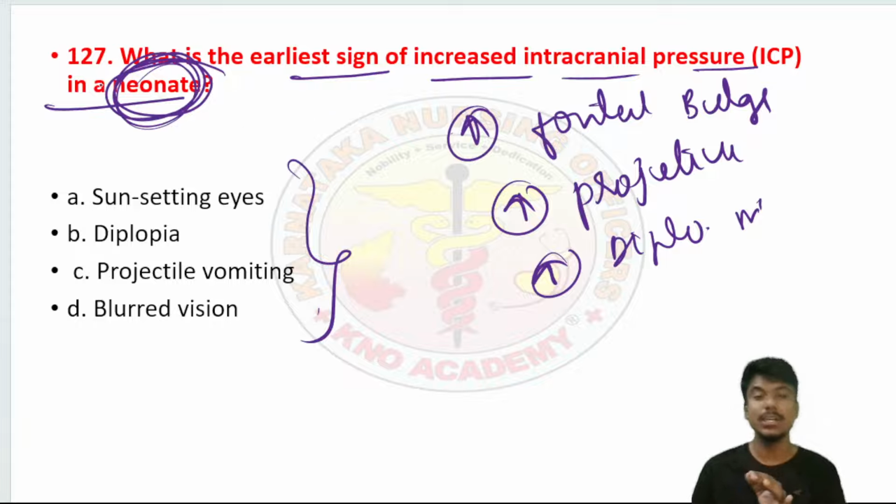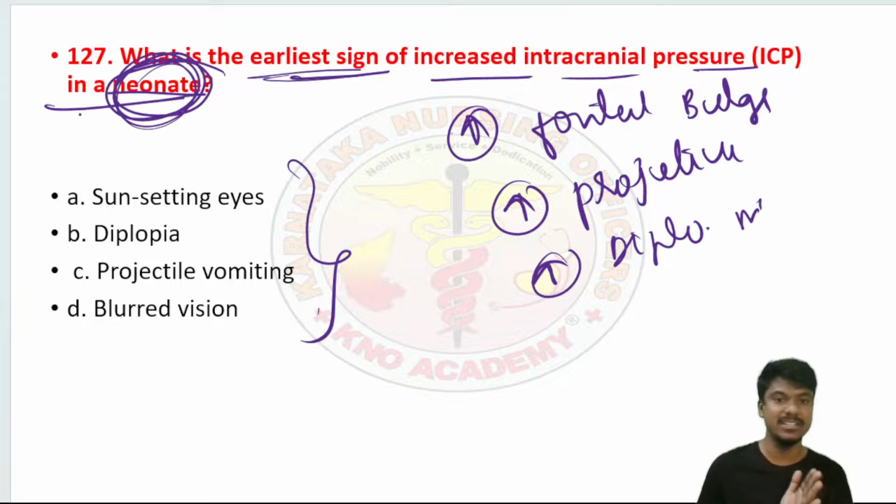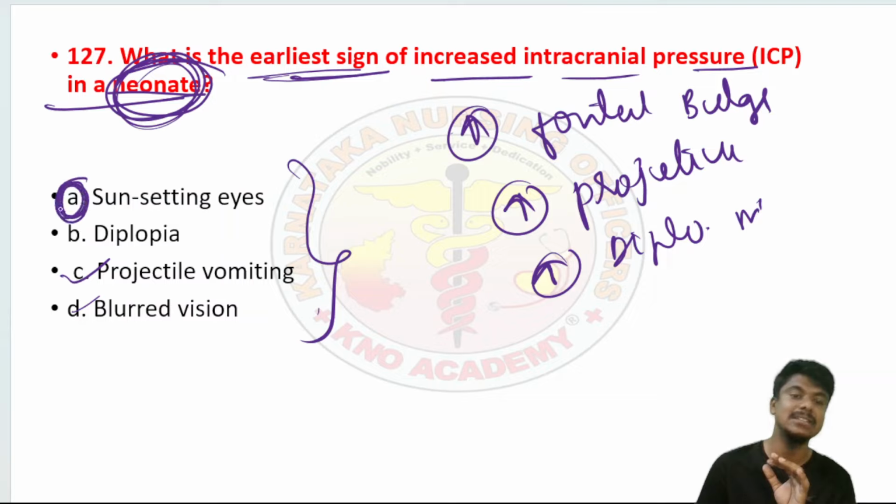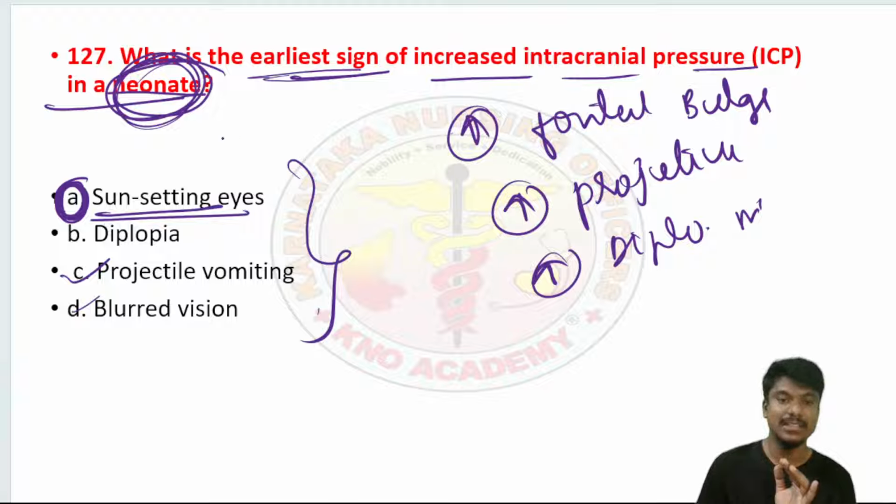But here the examiner is asking about neonates and the earliest sign. You have to target the earliest sign and neonates. In neonates, projectile vomiting and blurred vision are also seen in other conditions, like hypertrophic pyloric stenosis, where you can also see projectile vomiting. But the classical earliest clinical feature seen in neonates is the setting sun sign of the eyes. Normally, this is the eye and this is the cornea.